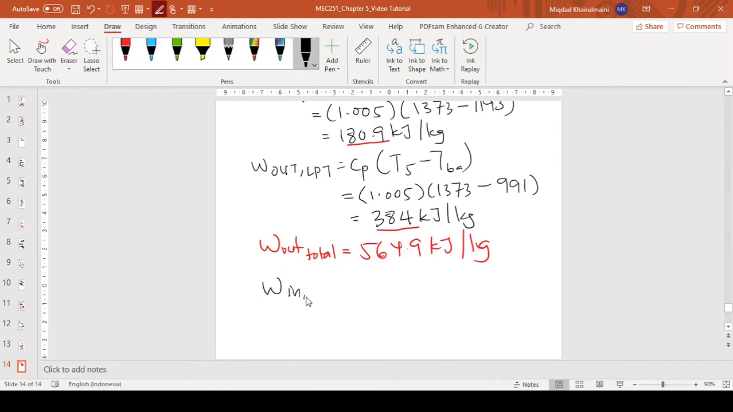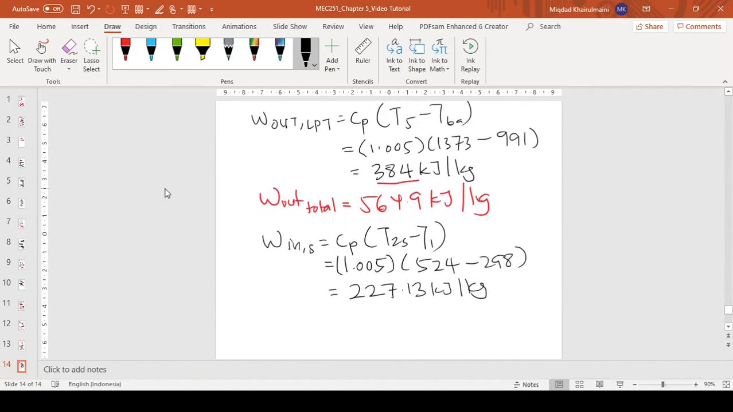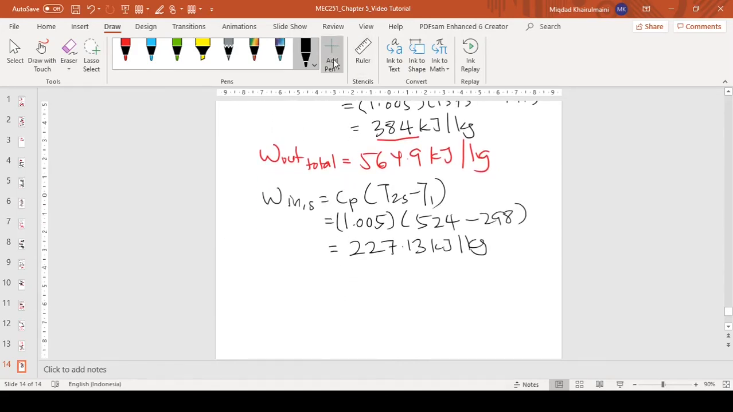The ideal work input was Cp (T2S minus T1). Substituting the values, T2S was 524. 524 minus 298, so we can get the ideal work input 227.13 kilojoules per kg. So we have the total work output, we have the work input, so now we can just substitute and solve for the work net.